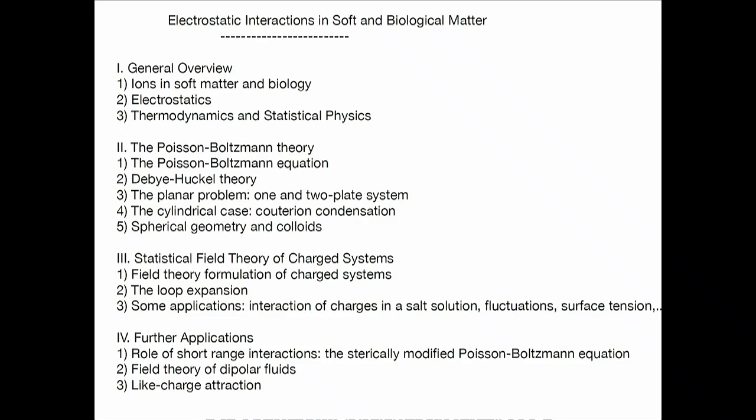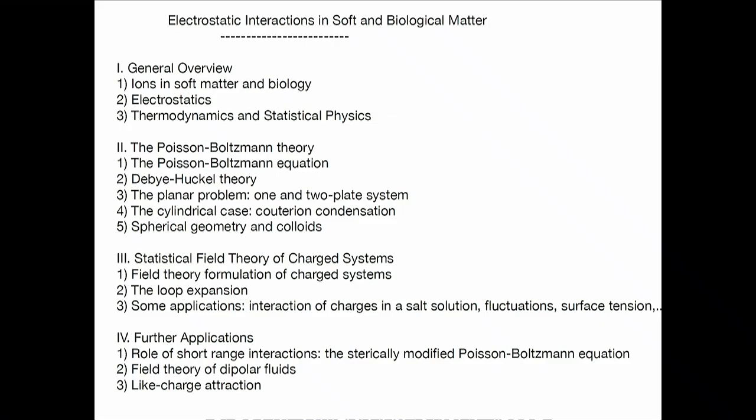Then in the following, I will go to a more advanced part, which is the statistical field theory of charged systems. If you want to go beyond the Poisson-Boltzmann theory, which is a mean field kind of approach, you need to include fluctuation effects and correlations. For that, the natural framework is to write a field theory to express the statistical mechanics of this Coulomb system and then do what's called a loop expansion. The loop expansion at zero order will be, as we shall see, the Poisson-Boltzmann theory. And then all the corrections are the effect of fluctuations and correlations on the system.